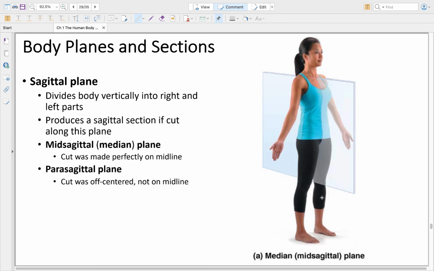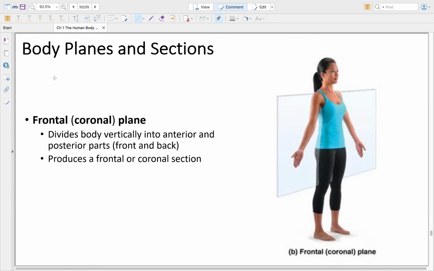Okay, and then therefore, if it's a little off center, meaning it's not directly on the midline, it's called a parasagittal plane. The frontal, so if we were to cut this way, okay, cut down this way, we're cutting in the coronal frontal plane, you would get a front and back, right? It would divide the body into an anterior and posterior section. That is a coronal section.